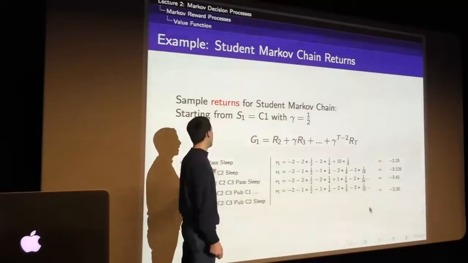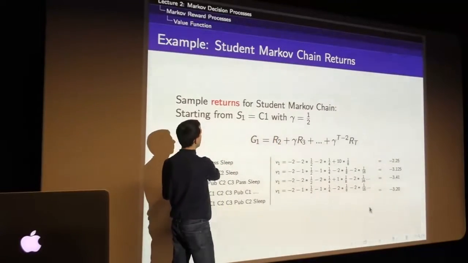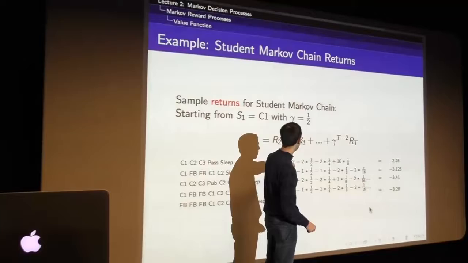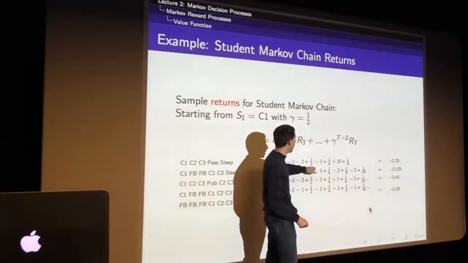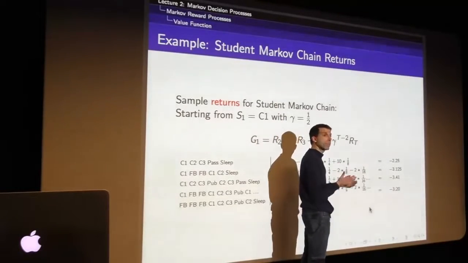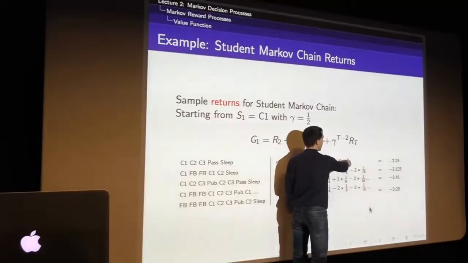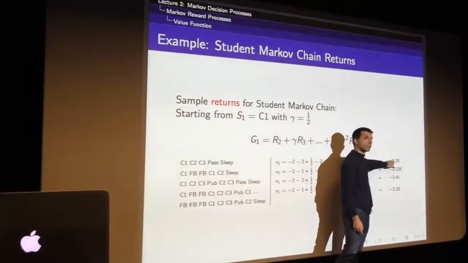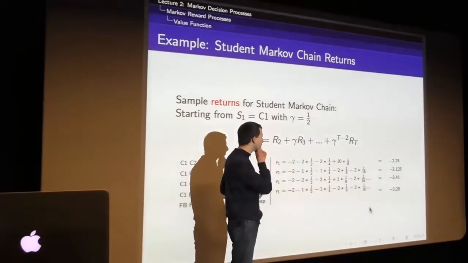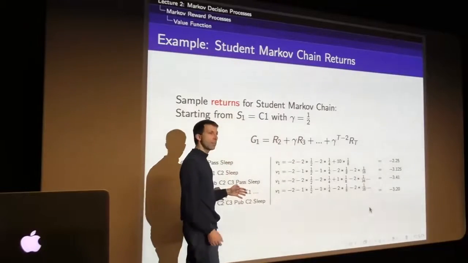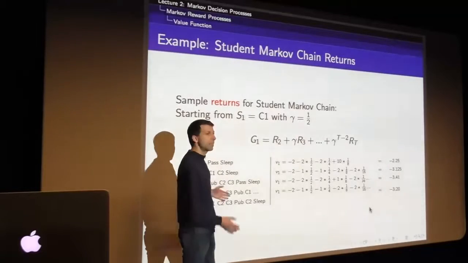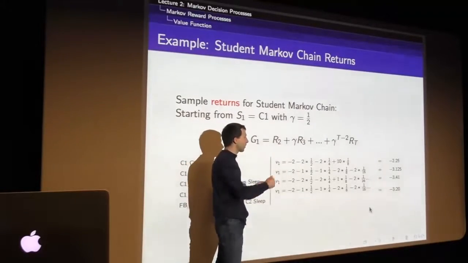Now if we look at the value of these, these are basically the returns here. You get -2 at the first step, -2 discounted by a half, -2 discounted by a quarter, and then at the end you got this +10 reward for finishing the class, all 3 classes, and that's discounted by an eighth. If you sum those all together, you get -2.25. So that's one sample of the return. This one should say G1. And now we've got 4 different samples here, the first 4 different sample sequences through this Markov reward process.